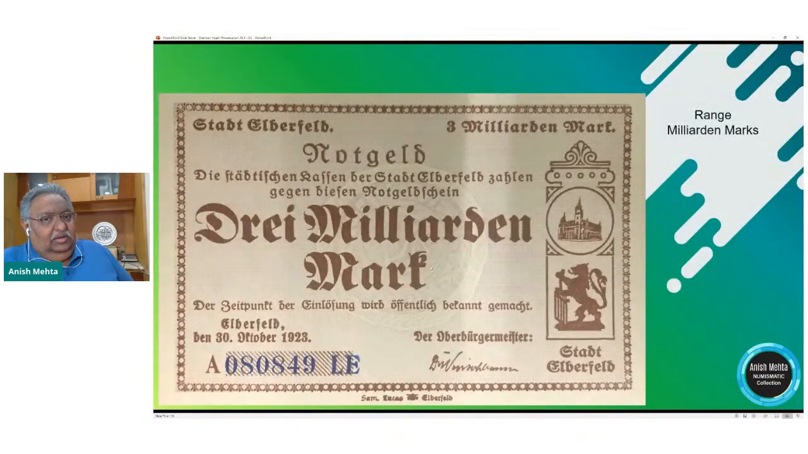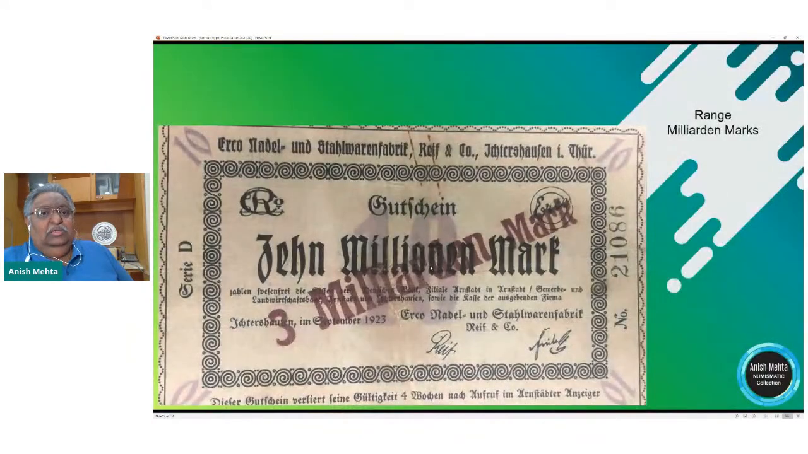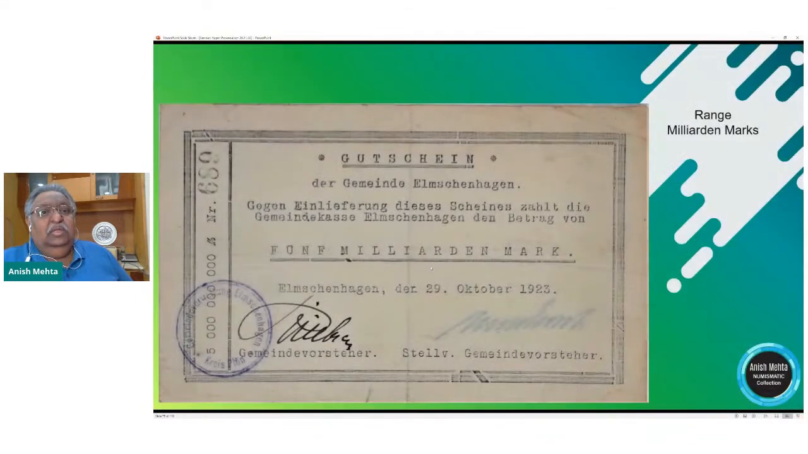This is 2 billion. This is a 10 million banknote on which it is overprinted 3 billion mark. This is a very typical special note, which is a typed note. If you see, it is not printed and hand signed.